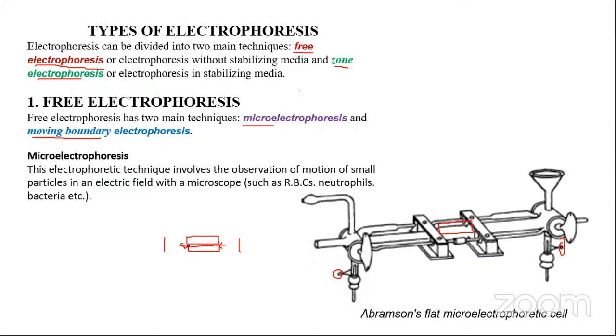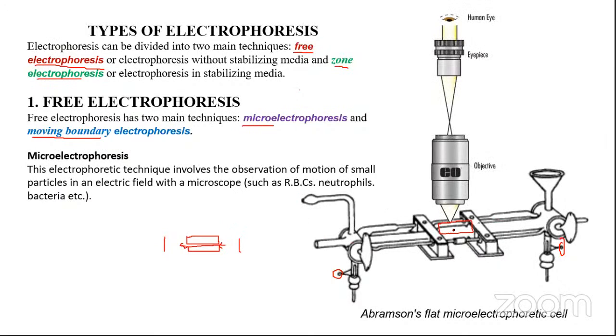Now, this is just an oversimplified version of it. In the gap between the two glass slides was placed your sample, whichever sample you want to electrophorese. And what you used to do next was that the movement of the samples was observed by using a microscope. So this entire assembly was placed under a microscope. Are you getting the point?